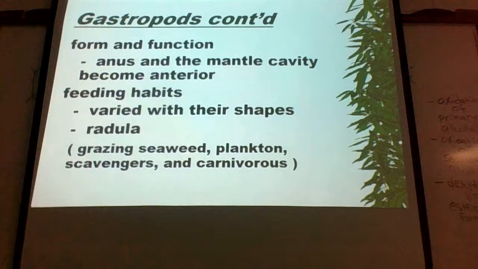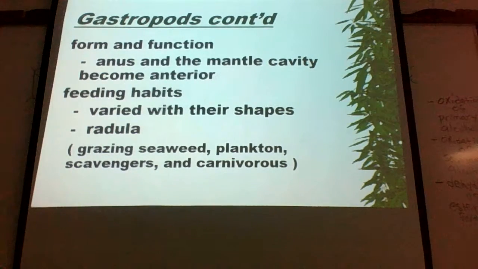Okay, but when we talked about these animals, here it says the anus and mantle cavity become anterior, because I remember showing you one of these exercises. Which one of these is torsion? It's a twisting action. So these animals have a shell where it actually went through the process of torsion and twisted. It's kind of like the drum on a cement truck is what it reminds me of, because it goes through a spiral action.